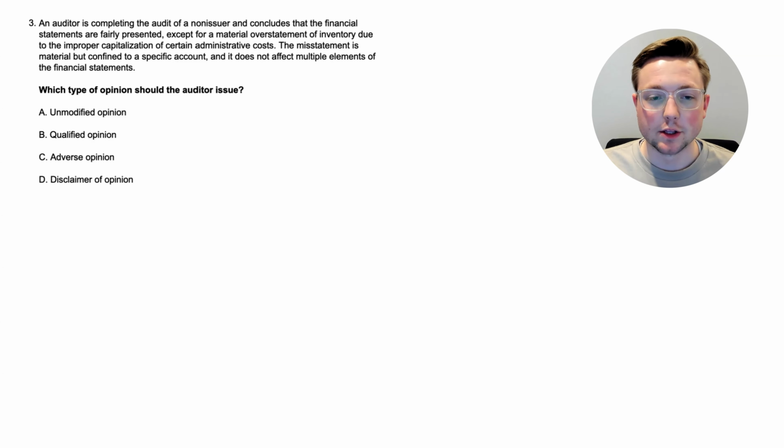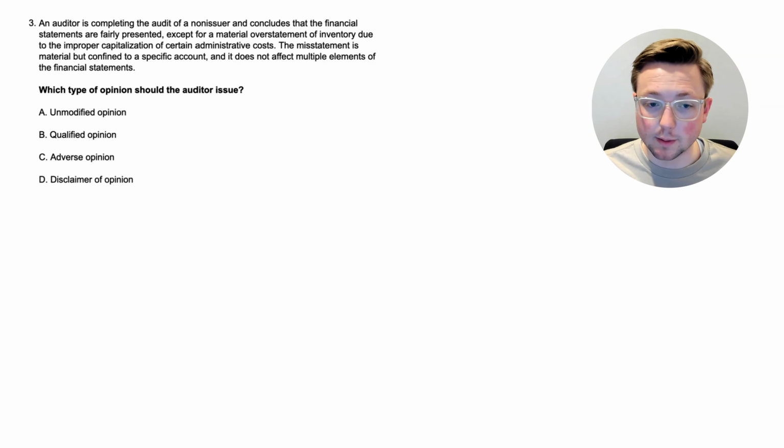All right, here we are at question 3. Which type of opinion should the auditor issue? Pretty similar question for all of these so far, but let's go up to the top. An auditor is completing the audit of a non-issuer and concludes that the financial statements are fairly presented except for a material overstatement of inventory due to the improper capitalization of certain administrative costs. The misstatement is material but confined to a specific account, and it does not affect multiple elements of the financial statements. So which type of opinion should the auditor issue?